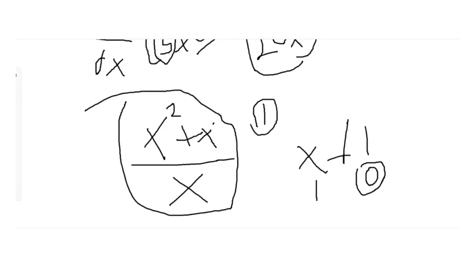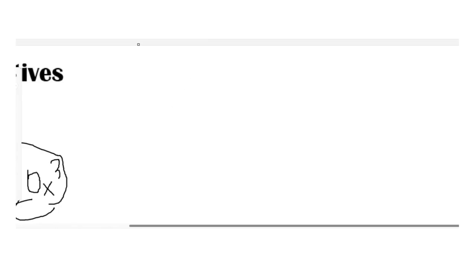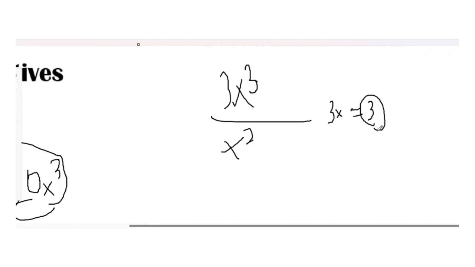Okay, let's try another problem. So let's take the derivative of 3x cubed over x squared. So you can simplify this and make it 3x. The derivative of 3x is 3. But what if you can't simplify? That's where you bring in the quotient rule.